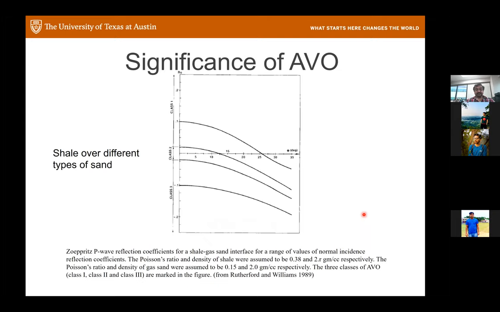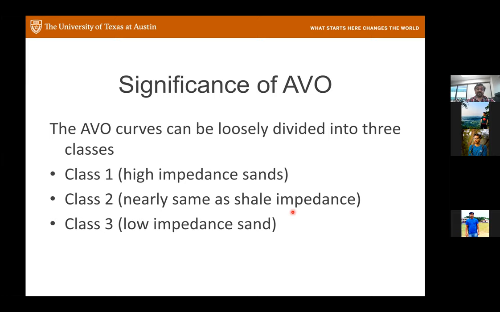Ostrander first talked about it, and then Rutherford and Williams computed reflection coefficients. And they showed different behavior for different kinds of lithology. So this shows a class one, this is class two, and this is class three. Class one has a strong positive amplitude at the near offset, but then it decreases. Class three has a very strong negative amplitude, and it becomes more and more negative. So these curves correspond to different kinds of sand.